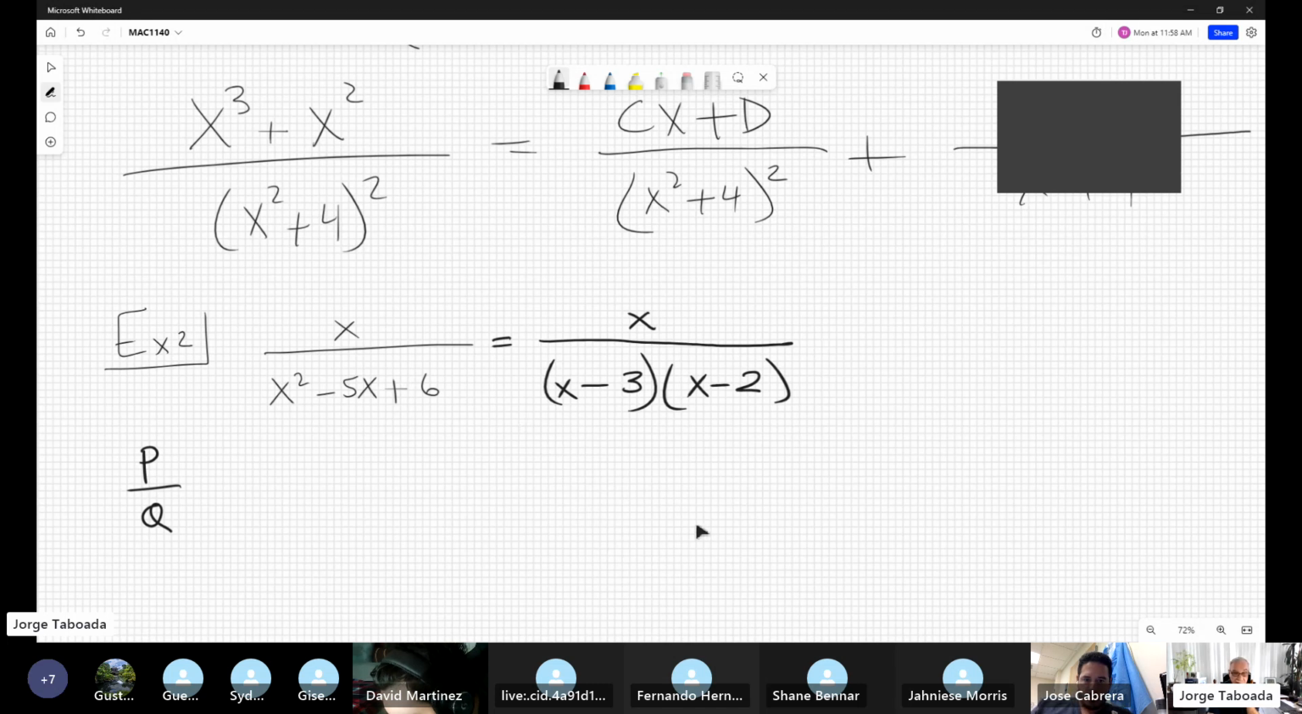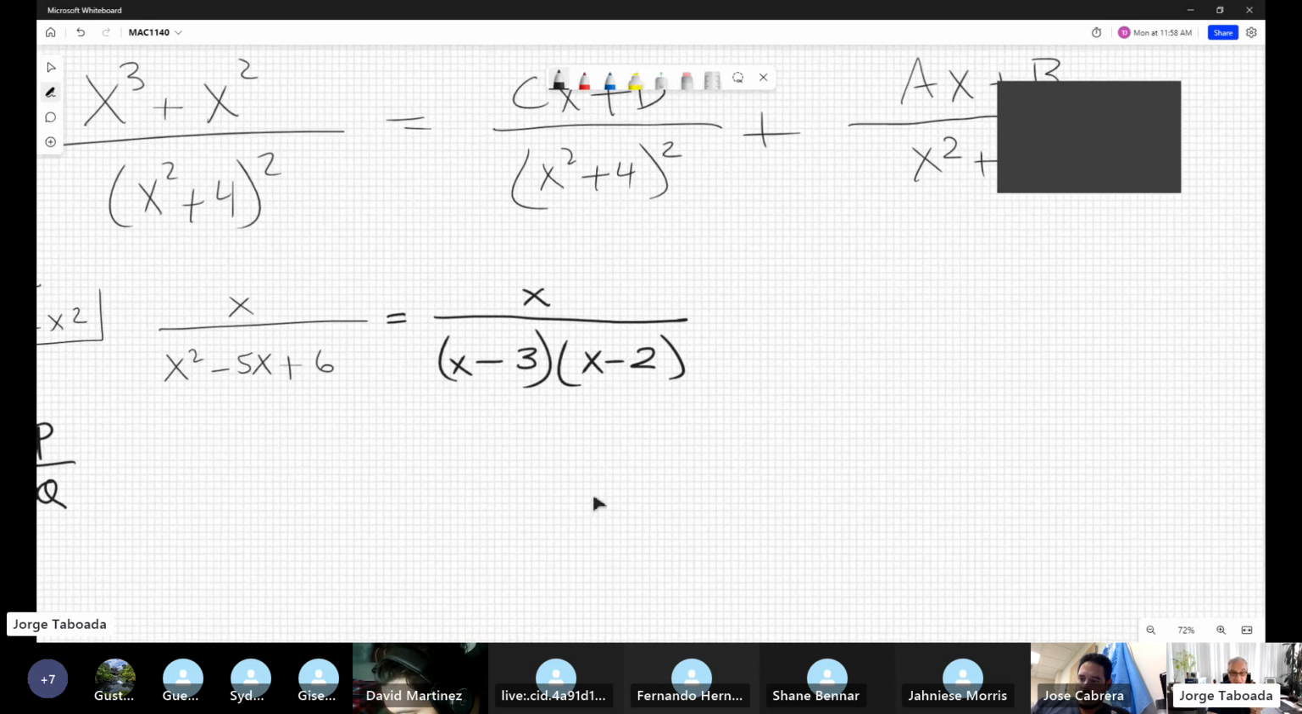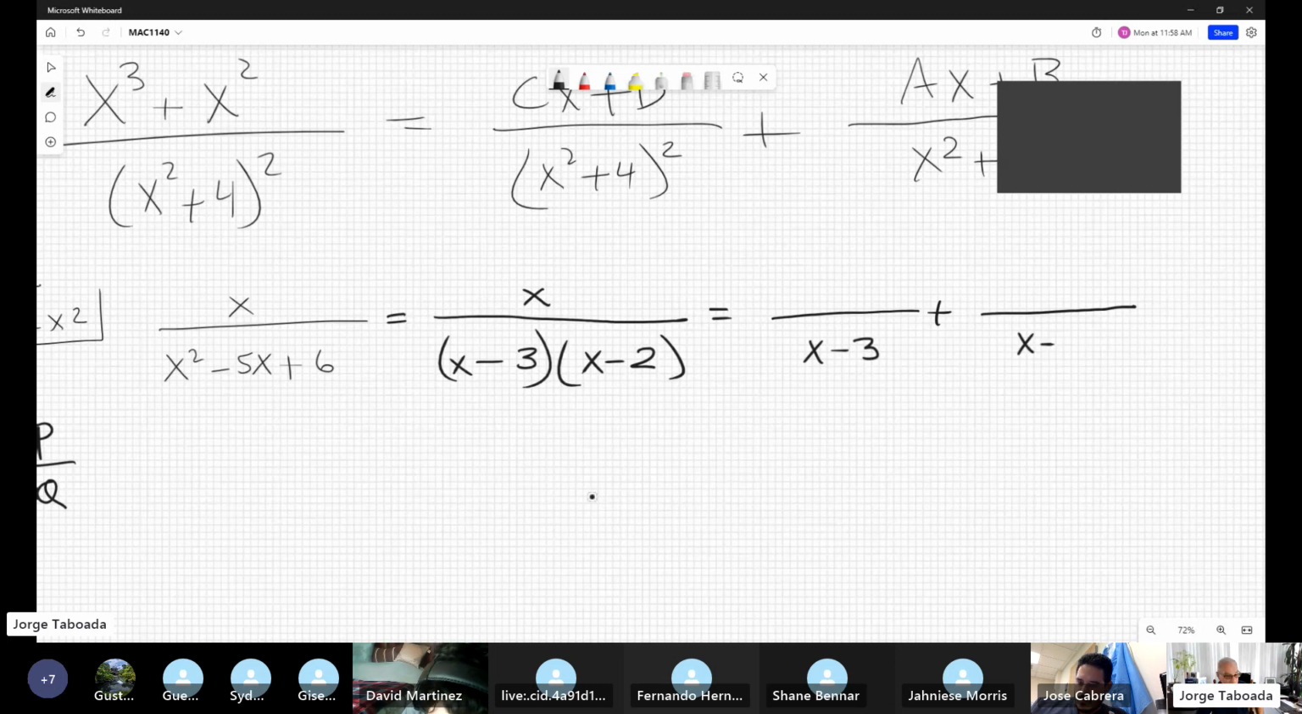So we are in the case that we have linear factors and non-repeated. It's the easy case, case one. You write two partial fractions. The first one is x minus 3, and the second is x minus 2. If you don't know the numerators, you put the letters A and B. So far clear?